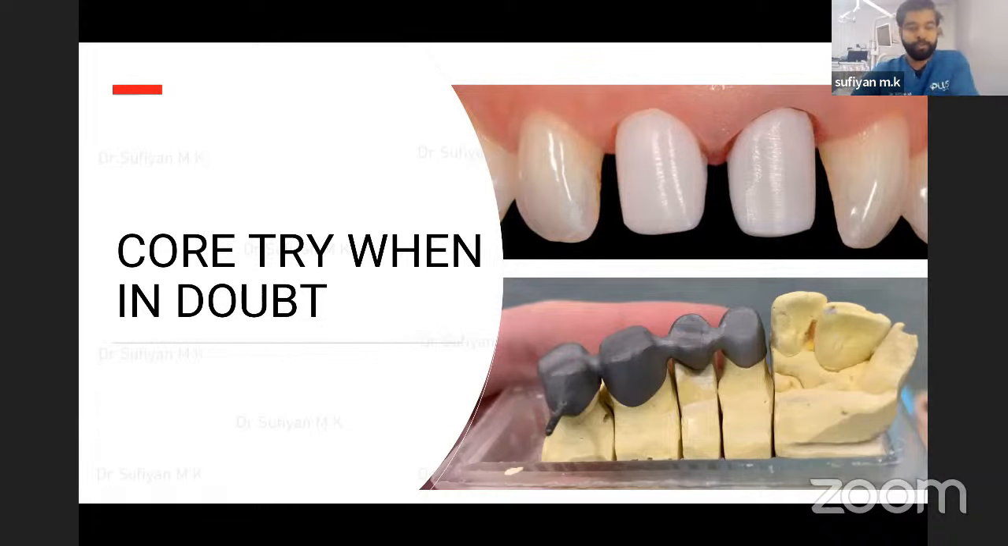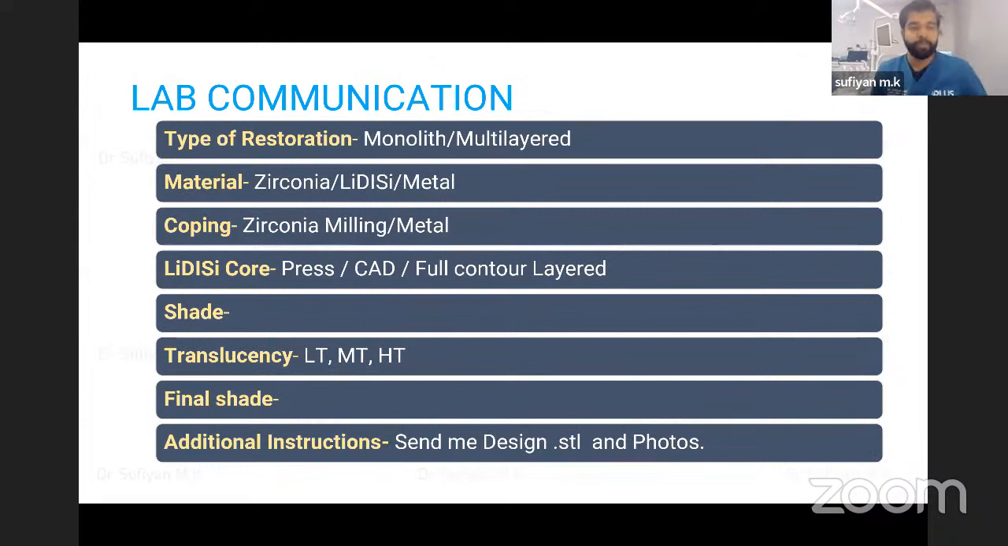And after all this, if you feel that it is not right, always do a core trial. In metal, you'll do a framework or a metal coping trial. Or if you're giving a zirconia coping with a layer, make sure you do a trial and check that all the margins are fitting properly or not. And also, please communicate with the lab in a proper way.